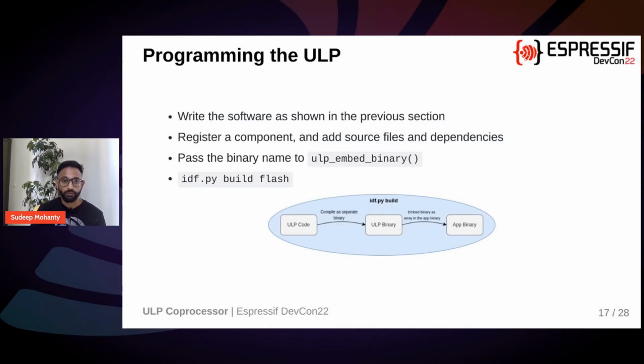There are a few steps that are needed to ensure that the ULP binary is compiled first, and then this ULP binary is converted into a binary array, which gets embedded into the main application binary. And this main application binary, which runs on the main core, loads the ULP binary during runtime. From a user's perspective, it will be just a one-shot single command, idf.py build flash, and you should be able to build your ULP code and your main code together.